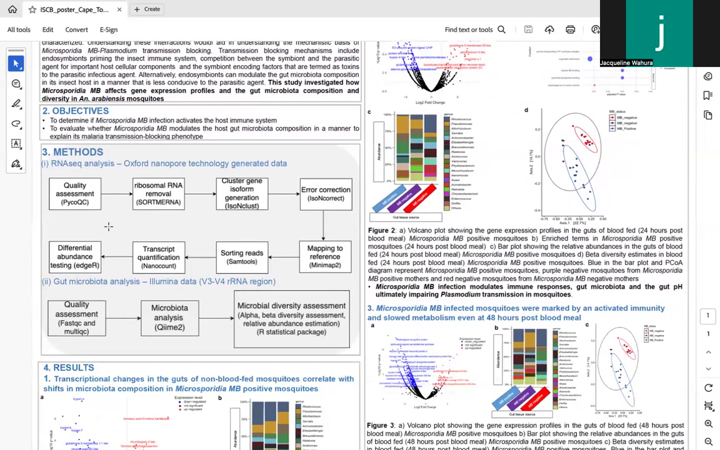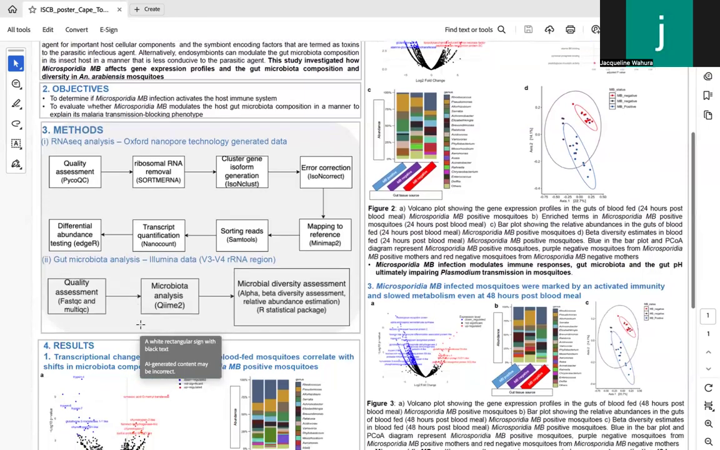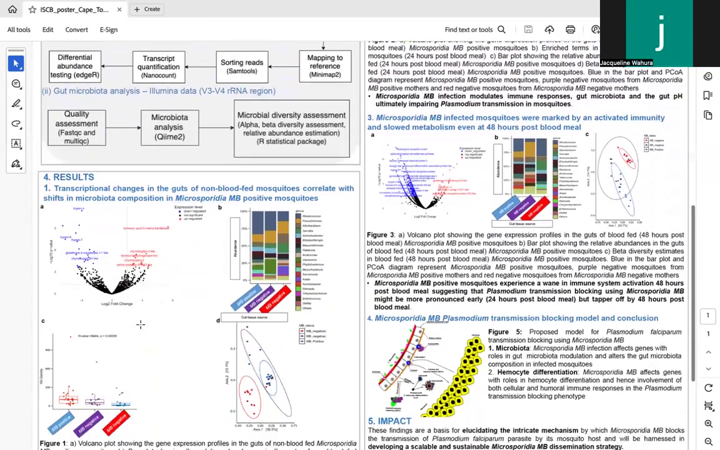Transcriptomics data in this study was generated using the Oxford Nanopore Technology MinION device and was analyzed using a metatranscriptomics approach, as listed in section 1 of the methods section. Gut microbiota data, on the other hand, was generated using the Illumina MiSeq platform by targeting the V3-V4 region, and analysis was done as highlighted in part 2 of the methods section.